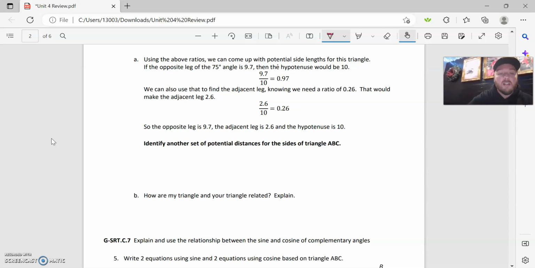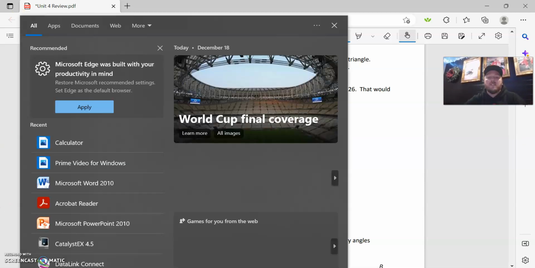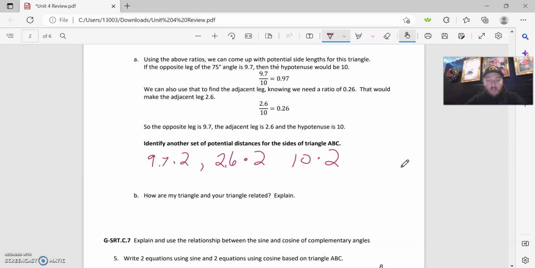So for 4a, I'm just going to take 9.7 times 2, 2.6 times 2, and 10 times 2. I just doubled those sides, and that is a set of potential distances for the sides of a new triangle. I couldn't tell you what they are, as I don't have my calculator in front of me, and also for efficiency, double your sides, triple the sides, I don't care. Multiply all the sides by 1.75. Either way, you have a potential distance for the sides of another triangle.